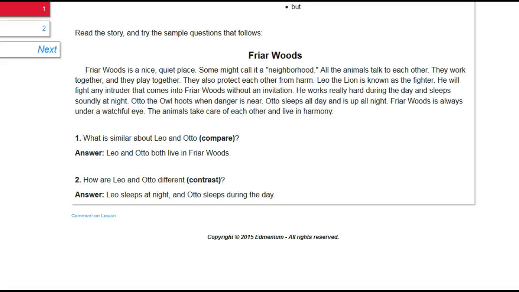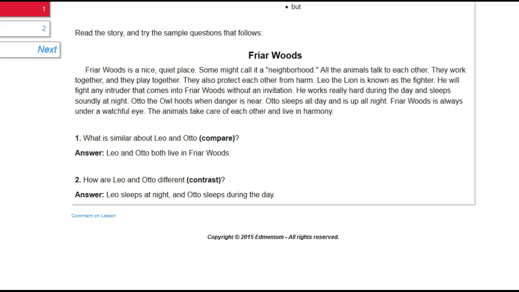Leo the lion is known as the fighter. He will fight any intruder that comes into Friar Woods without an invitation. He works really hard during the day and sleeps soundly at night. Otto the owl hoots when danger is near. Otto sleeps all day and is up all night. Friar Woods is always under a watchful eye. The animals take care of each other and live in harmony.